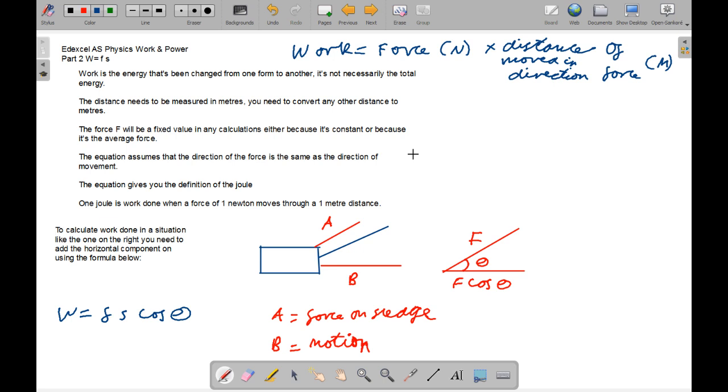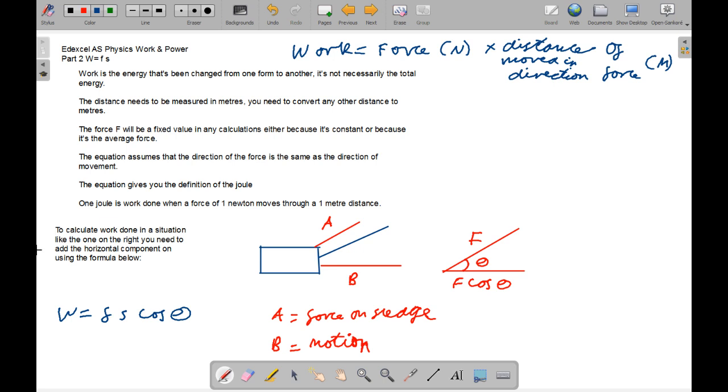The equation assumes that the direction of the force is the same as the direction of movement, and the equation gives you the definition of the joule. So 1 joule is the work done when a force of 1 newton moves through a distance of 1 meter.